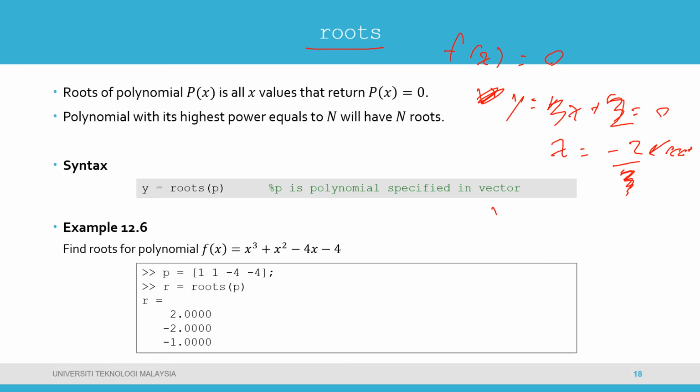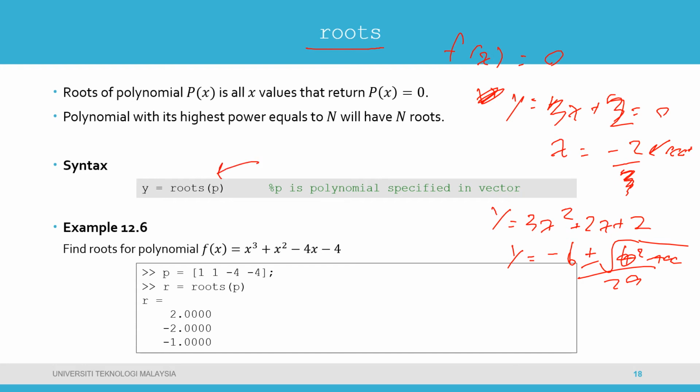Same as y equals 3x squared plus 2x plus 2. So y is basically, remember, negative b plus minus square root of b squared minus 4ac, divided by 2a. So basically this is how manually you get the root. But if you use MATLAB, you just insert this code. You insert the polynomial, automatically you get the root.